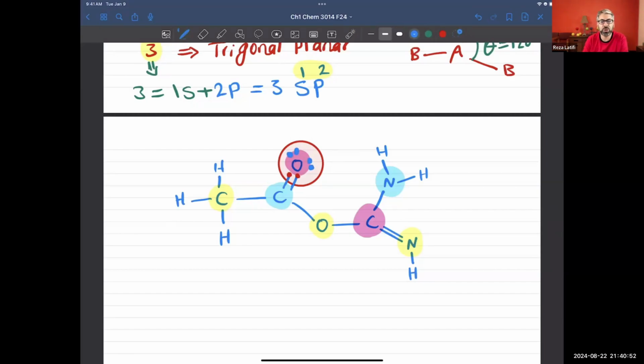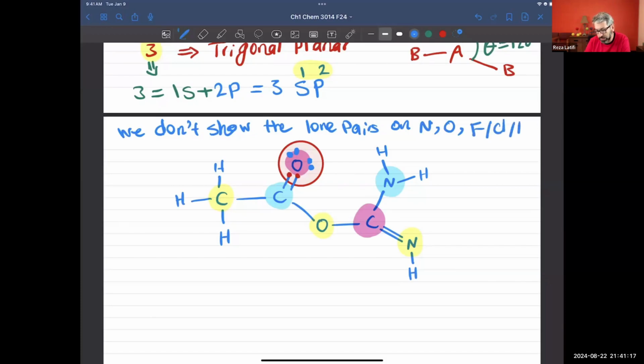For your knowledge, in organic chemistry, we do not show lone pairs on nitrogen, oxygen, fluorine, bromine. Why don't we show the lone pairs? Because it's easy to draw the molecule and move on. So how do I know whether I have a lone pair or not? Always keep these elements, like carbon, nitrogen, oxygen, fluorine, chlorine, bromine, at octet. So keep adding lone pairs to them until you make it to 8.